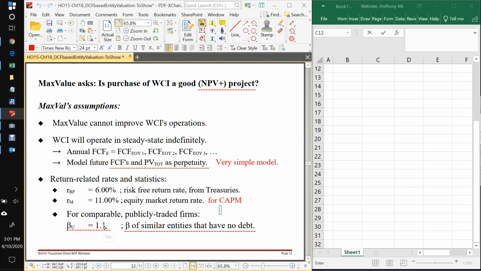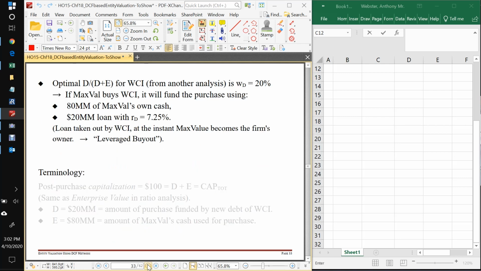Okay, and why'd they have to use comparable companies? Because WCI is not publicly traded, so they don't have the data to be able to directly get a beta for WCI. Okay, so they have decided that this is part of what private equity firms do. They have decided, and this is over our heads, okay, that the optimal debt to capital ratio for WCI is 20%. So the weight of the debt is 20%. Why are they doing that? Remember the Cowboys, right?